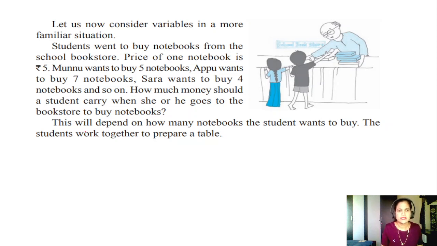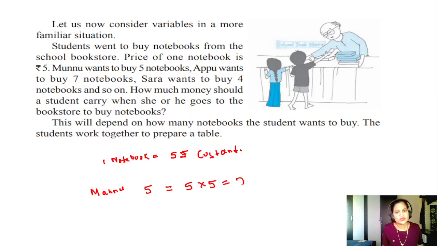Here is an example. One notebook price is 5 rupees. Okay, it is a constant. This is a fixed price for everyone, right? Everyone, he will give the notebook when they give 5 rupees. Okay, but Manu wants 5 notebooks. What will be her price then? 5, the price of the book, into 5 notebooks. 25 rupees she has to pay.